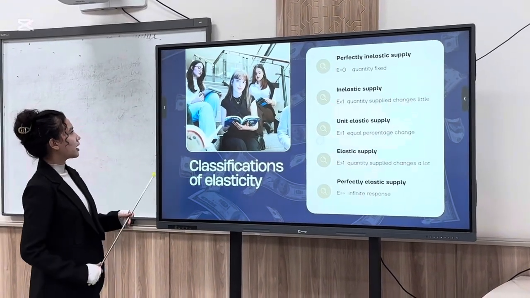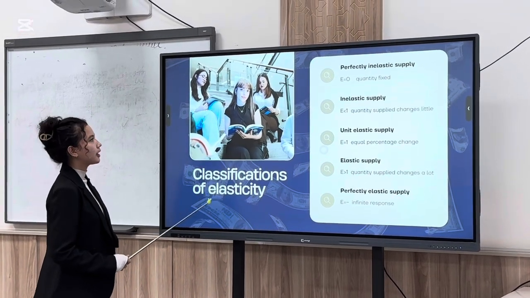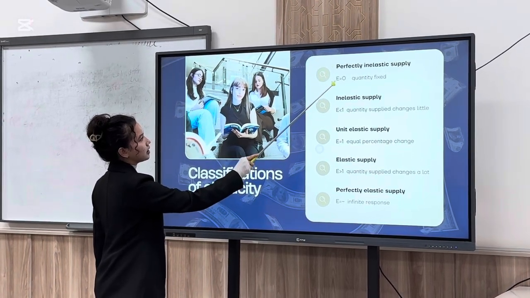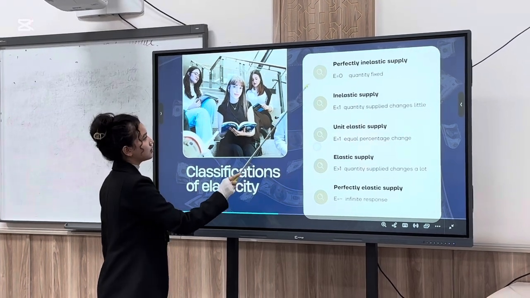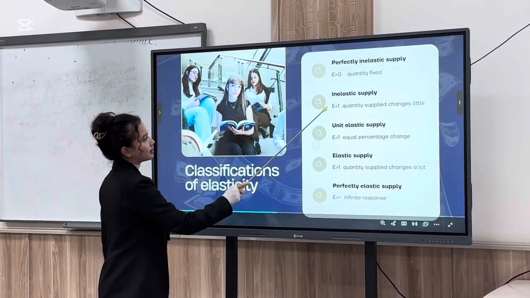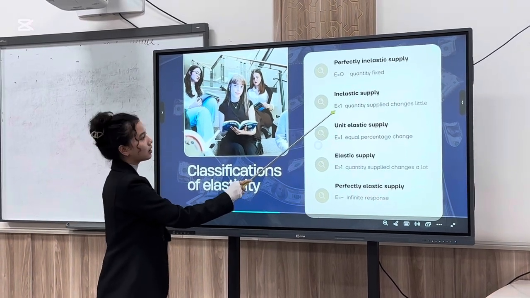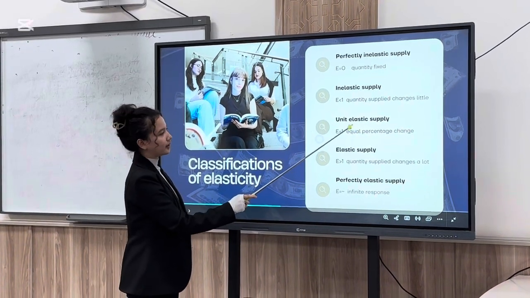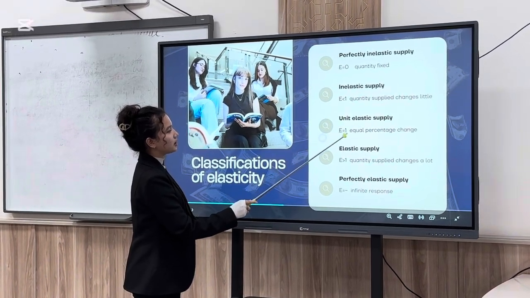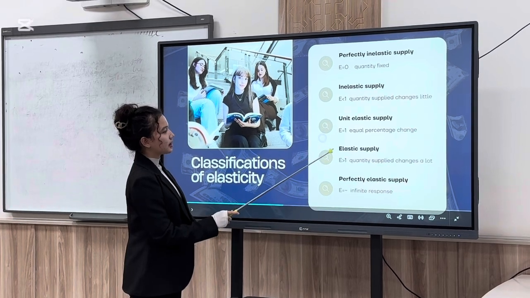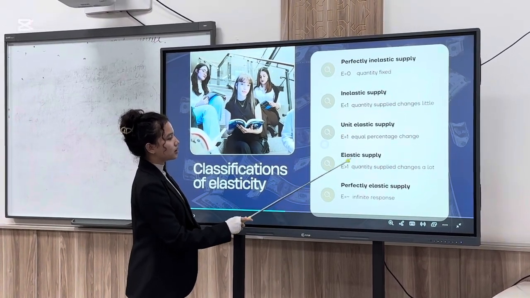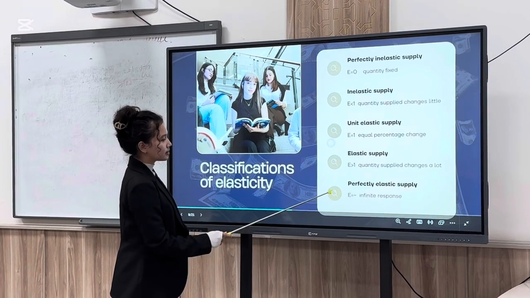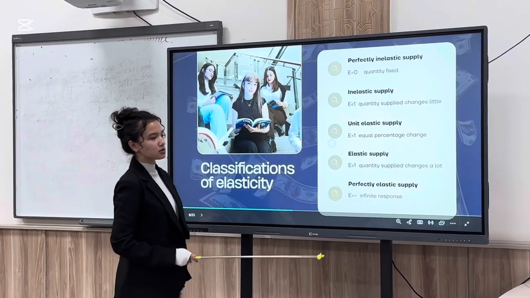In short, there are 5 classifications of elasticity of supply. First one is perfectly inelastic supply. In that case, elasticity equals 0 and quantity is fixed. Secondly, inelastic supply. In that case, elasticity is smaller than 1 and quantity supplied changes a little. The third is unit elastic supply. Elasticity equals 1 and there are equal percentage changes. Fourth one, elastic supply. Elasticity is higher than 1 and quantity supplied changes a lot. The fifth one is perfectly elastic supply. Elasticity equals infinity and there are infinite responses.